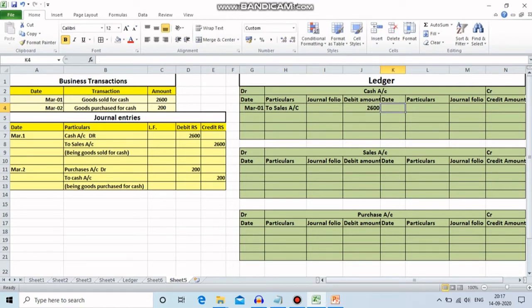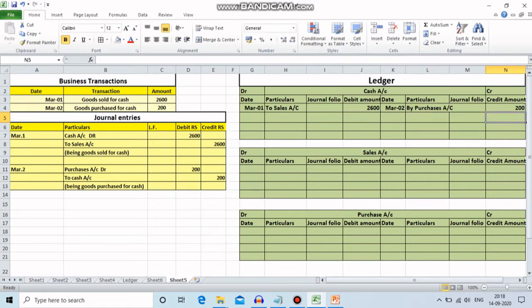Cash is also appearing in the second journal and purchase is associated with cash. So the rule is whichever account is debited in the journal entry, that account should be credited in the ledger. So in the date column, we will mention the transaction date as March 2nd. In the particulars column, we will mention "By purchase account". While mentioning any account on the credit side of the ledger, we will use "By" before the account name, and we will mention the credit amount as 200.